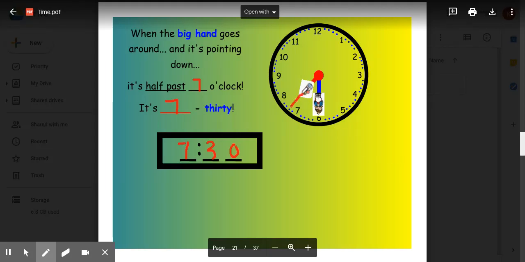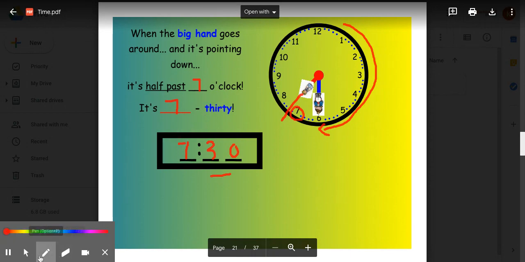The hour hand is in between the 7 and the 8. However, it's not quite to 8 yet, so it's still 7. So I know my hour is 7. And when the big hand is pointing down, it is always 30. It is halfway around the clock. So it is 7 o'clock. It's 7:30.